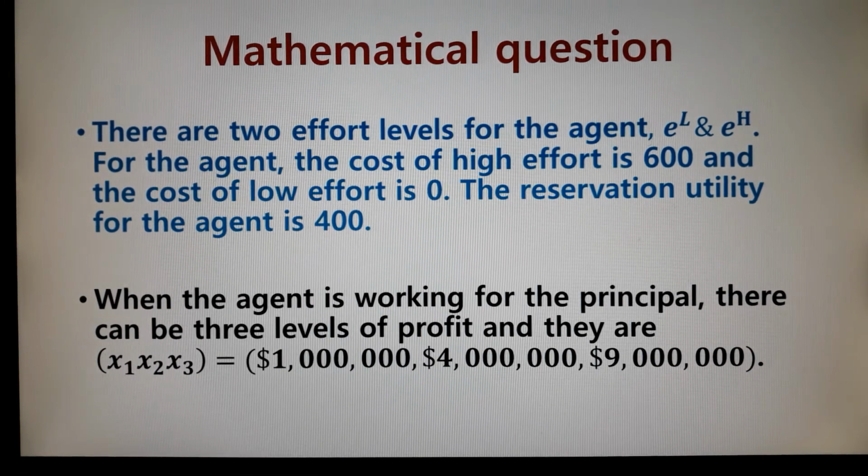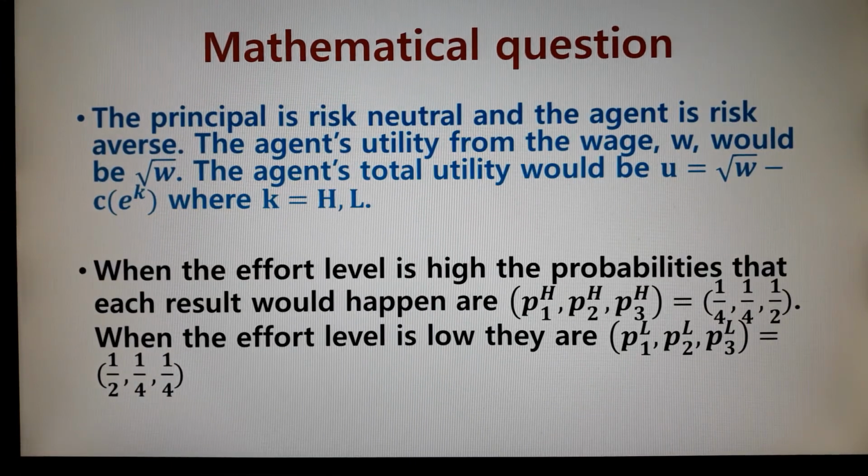When the agent is working for the principal, there can be 3 levels of profit. They are 1 million, 4 million, 9 million. Of course, 9 million would be best for the principal, in our case, Tom. The principal is risk neutral. I mean, the principal just maximizes the expected profit. It's not risk averse, but the agent is risk averse. That's why, like before, we put root W as the agent's utility function.